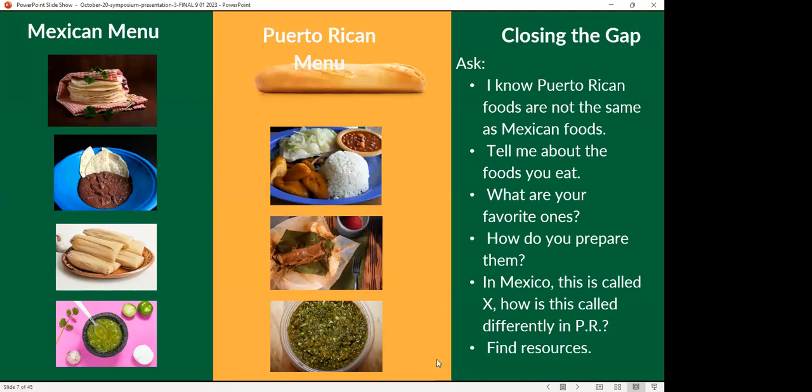And then another thing you can do is find the resources so that you get a general idea of what some of the traditional foods are in that country or in that region. That's how you close the gap, by asking the right questions, even if you don't know. So let's move on.